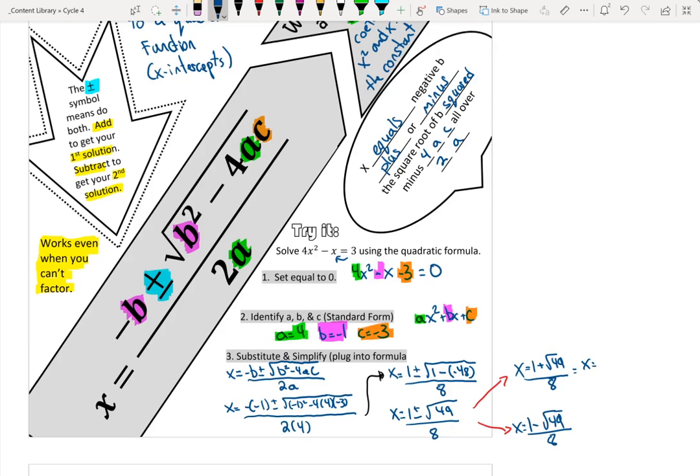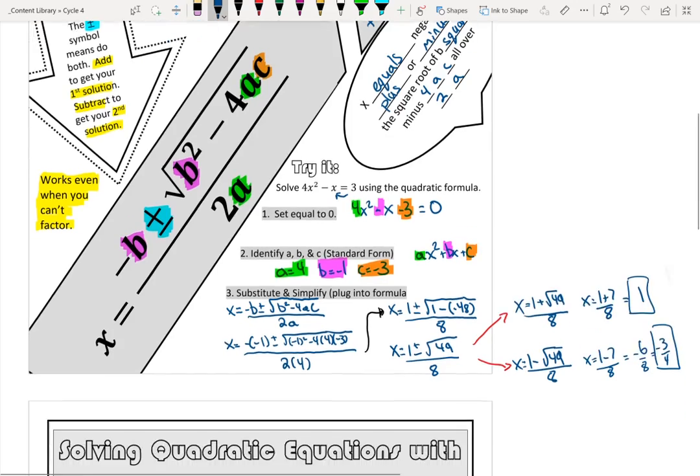So I have x equals 1 plus 7 over 8, and then I have x equals 1 minus 7 over 8, which basically gives me x equal to 1 and x equal to negative 6 over 8, or negative 3/4. So these two answers here, those are my x-intercepts, or my final solutions.